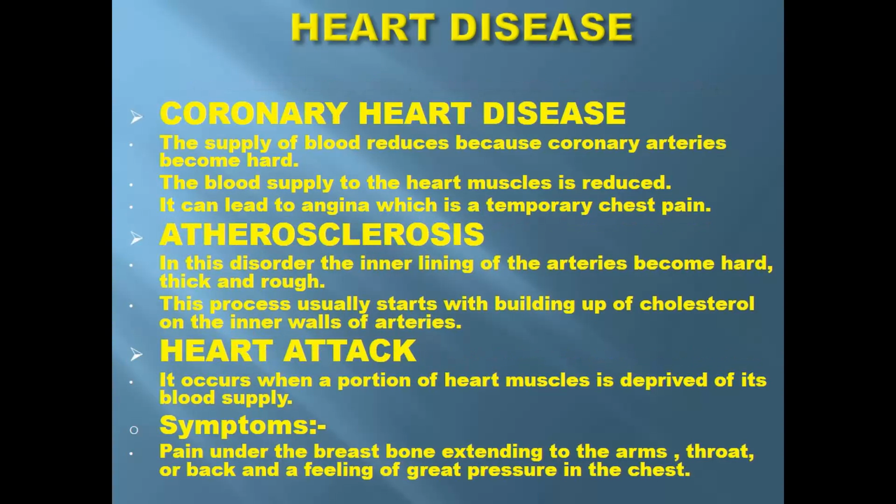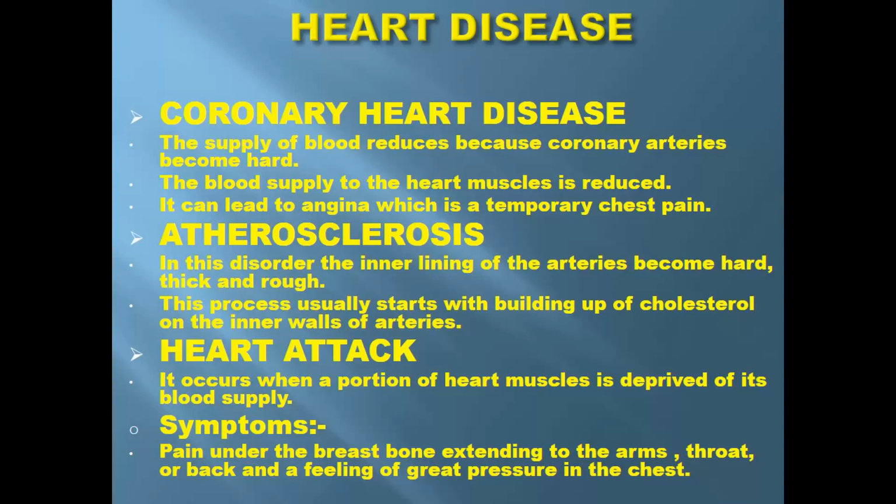Next comes heart disease. It is of three types: coronary heart disease, atherosclerosis, and heart attack. First is coronary heart disease. The supply of blood reduces because coronary arteries become hard and narrow. The blood supply to the heart muscles is reduced. It can lead to angina, which is a temporary chest pain.